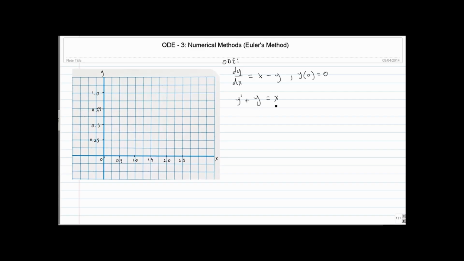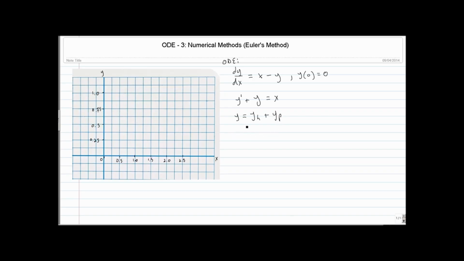Okay, so if we rewrite it like this, we see that it's a first order, linear, non-homogeneous ODE. With this non-homogeneous term here, we know that if we find the complementary solution to the homogeneous form of this equation, and we find the particular solution, and we add them together, that would give us the general solution. So I'm going to write that like this.